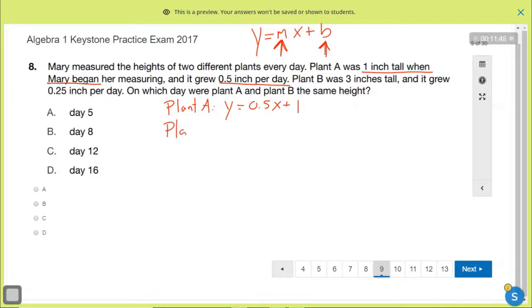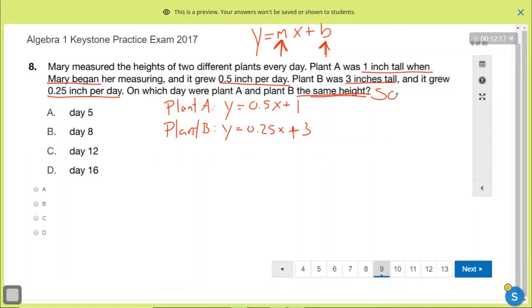All right, plant B gave me the same thing. It gave me an initial starting point. In this case, it was 3 inches tall when it began, and it grew 0.25 inches per day. So my rate goes in front of x plus my starting point. Now, that's the first thing that should jump out as to what to do. The second thing tells you what to do with these equations. On which day were plant A and plant B the same height?